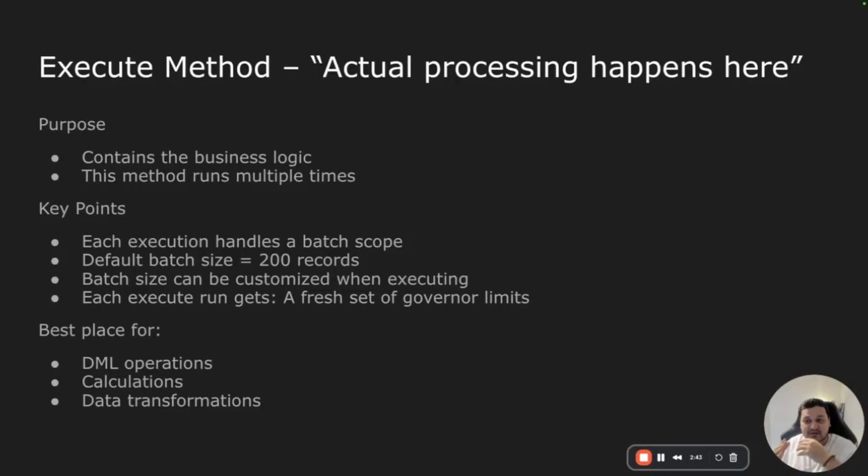In your execute method, you would write the actual logic, what needs to happen. So let's say you want to run some logic and update a certain field on your account, or maybe do some calculations, then that can be done within your execute method. And you can also do DMLs within this execute method. Each execute method gets a fresh set of governor limits. So each execute method is a separate transaction in itself, and you don't need to worry about your governor limits.